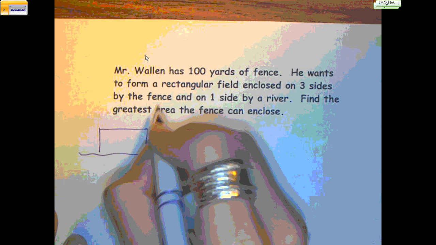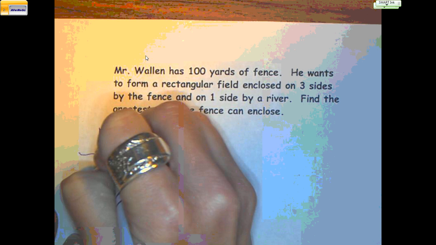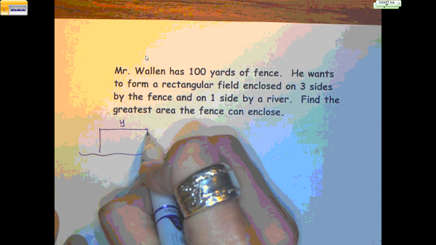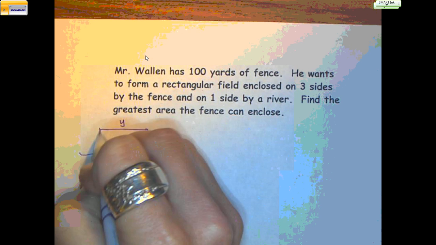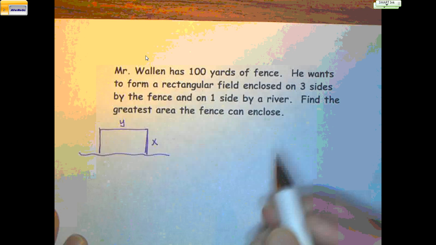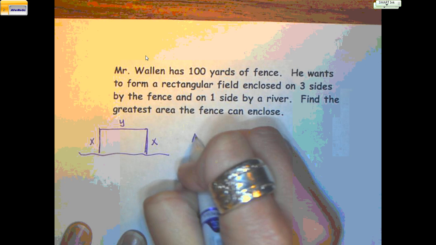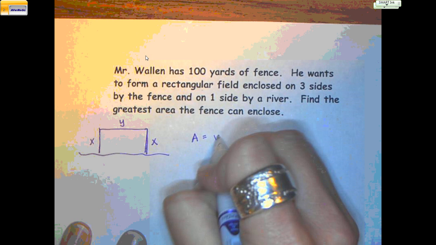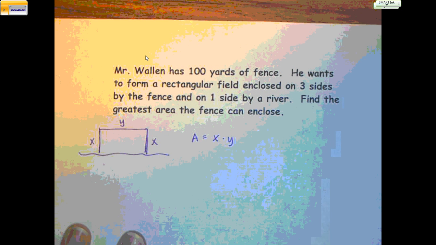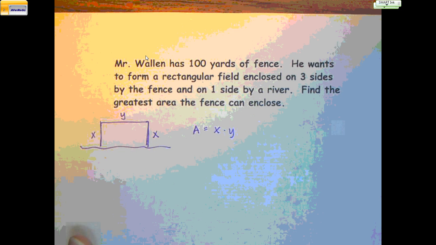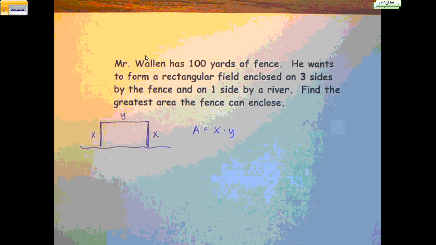I don't know this length, so I'm going to call it x. And I'm going to call that y. If this distance right here is x, how long is this side? Also x. So I know area is supposed to be x times y. Is there another equation we can make based on the information we know here?